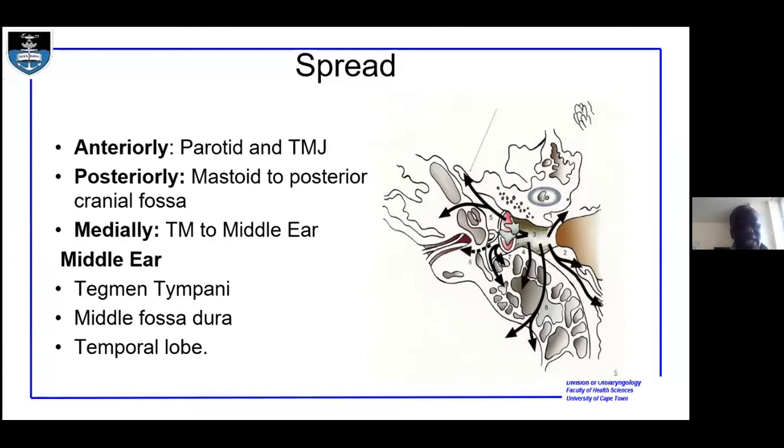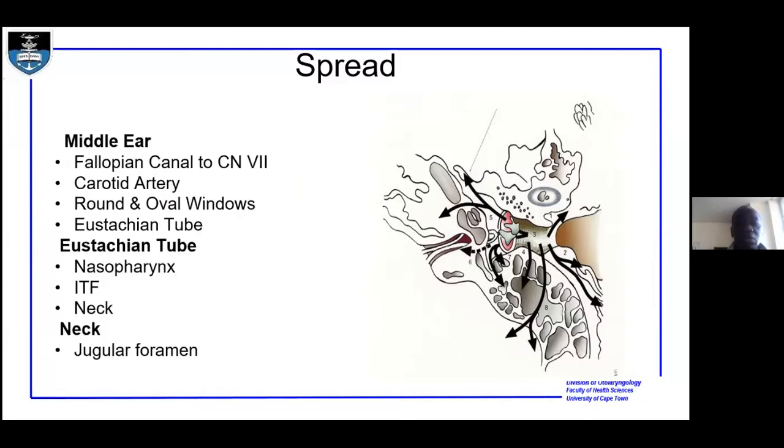Then from the middle ear, it can go upwards superiorly into the tegmen tympani, the middle fossa dura, and the temporal lobe of the brain. Also from the middle ear, it can affect the facial nerve through invasion of the fallopian canal. It can also invade the carotid artery, the round and oval windows, and the eustachian tube. Then from the eustachian tube, the tumor can spread into the infratemporal fossa and into the neck.